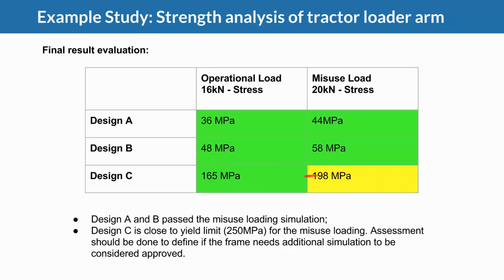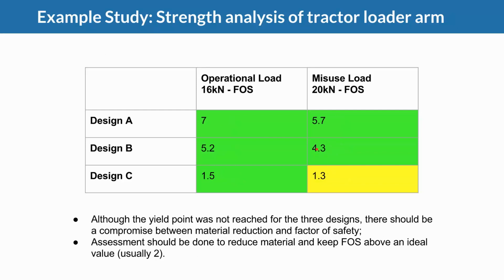We only increased a little bit in the stresses and are still safe. For design C, we can already see that we are very close to the yield limit of 250 megapascal. For the operational load, not yet, but already for the misuse load, we are too close. If you're having a look at the factor of safety again, we see that for design A we're pretty good, already too good. So 5.7 for the misuse load, which is basically very safe for a misuse case, and it points us to the case that we added too much material here and are basically wasting money.